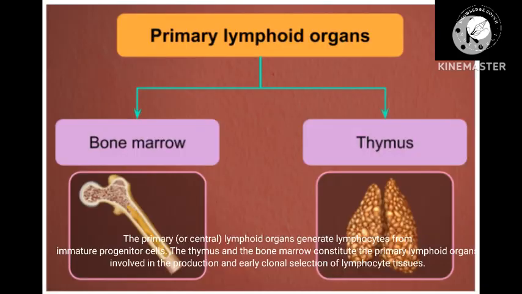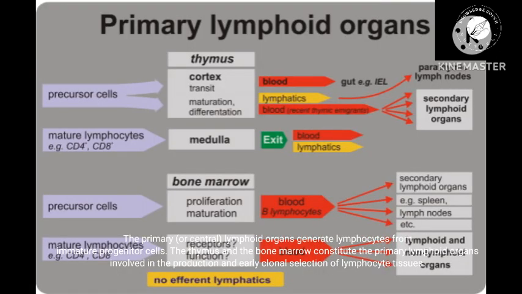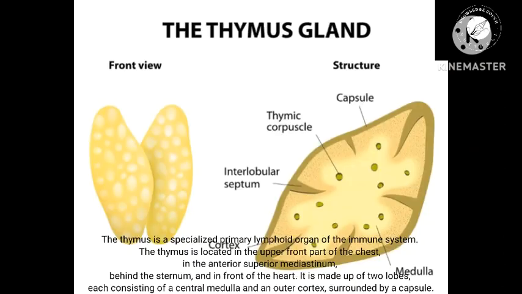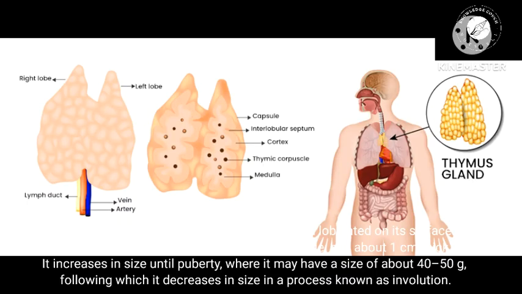The primary, or central, lymphoid organs generate lymphocytes from immature progenitor cells. The thymus and the bone marrow constitute the primary lymphoid organs involved in the production and early clonal selection of lymphocyte tissues. The thymus is a specialized primary lymphoid organ of the immune system. It is located in the upper front part of the chest, in the anterior superior mediastinum, behind the sternum, and in front of the heart. It is made up of 2 lobes, each consisting of a central medulla and an outer cortex, surrounded by a capsule. In children, the thymus is pinkish-gray, soft, and lobulated on its surfaces.